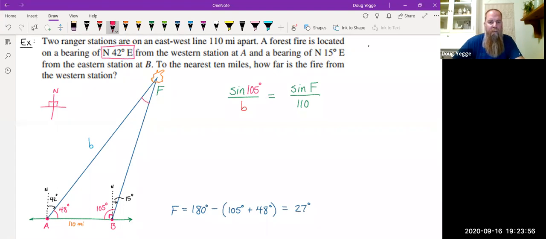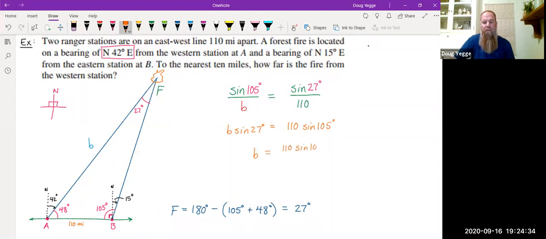So now we know that the angle formed right at the fire, looking back to both of the ranger stations, is an angle of 27 degrees, which means we can come up here, fill in angle F, and the only unknown is the side that we need. So cross multiply, that gives me that B times sine of 27 degrees is equal to 110 miles times sine of 105 degrees. So in order to find B, we just simply take 110 times sine of 105 degrees, and we divide by sine of 27 degrees.